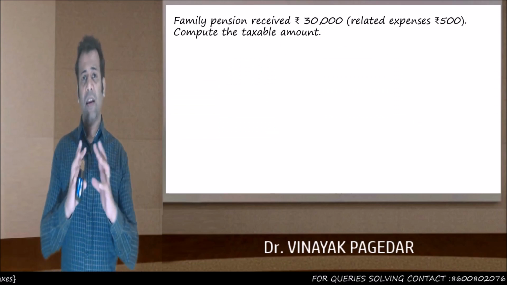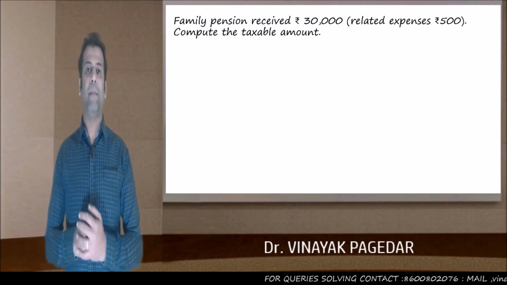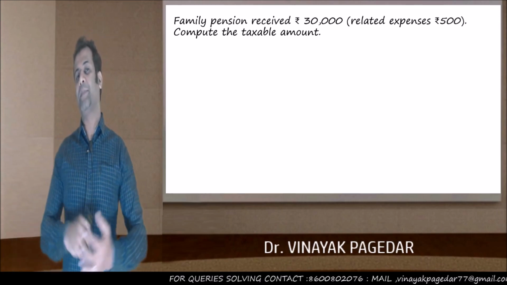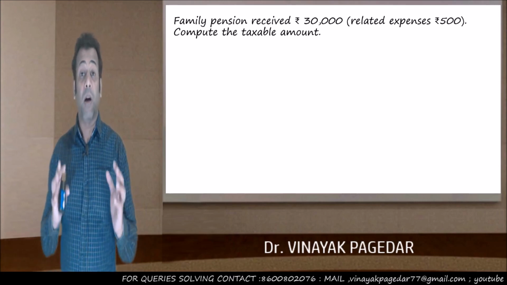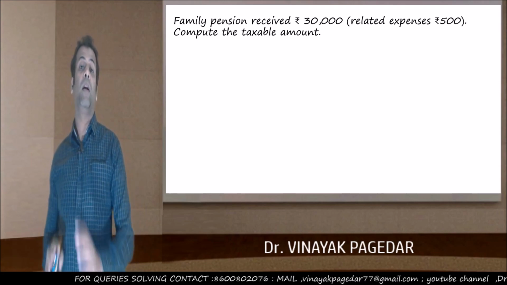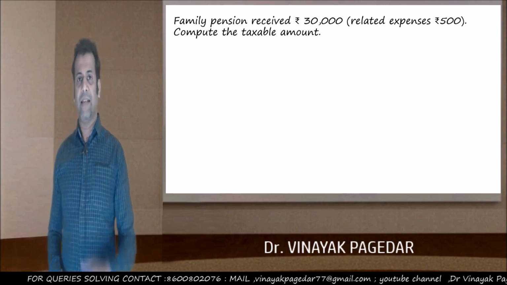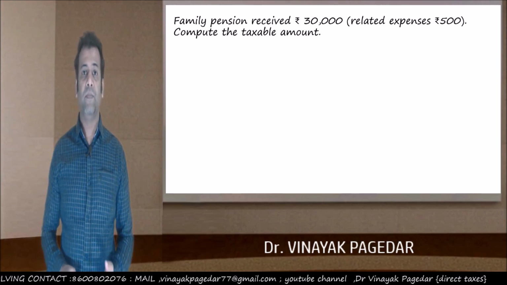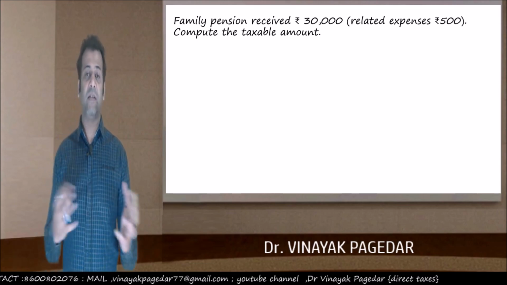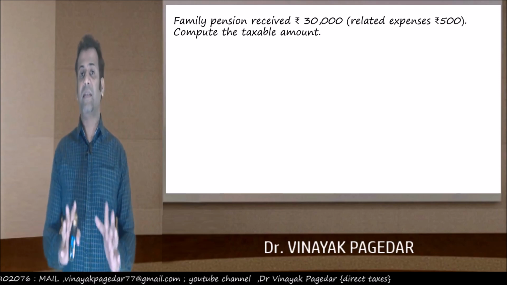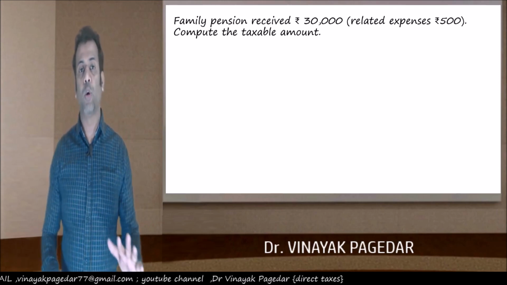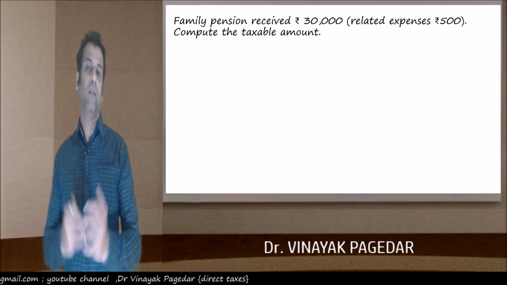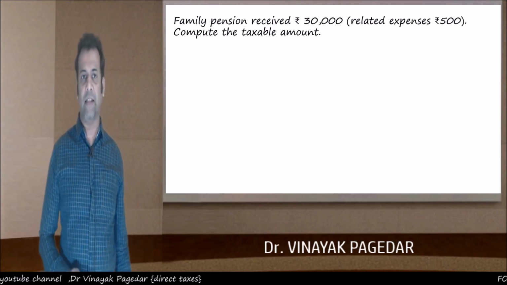Now let's take an example on how the normal family pension works. Remember, if it's the armed forces family pension, it is exempt under section 10(19). But let us see how the normal family pension works. Let's take an example where the family pension received is rupees 30,000. The related expenses are 500. Understand, in this case, related expenses are to be ignored. There's no effect for it. There's a fixed standard deduction, and how to calculate the taxable amount is what we will discuss.